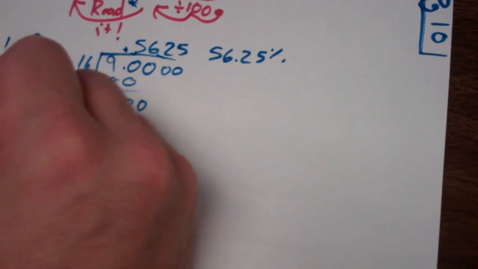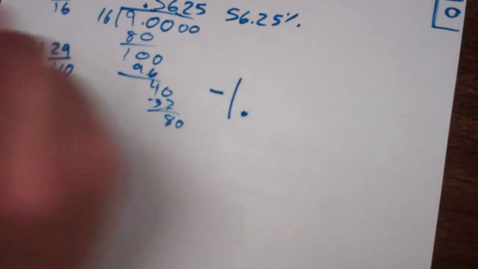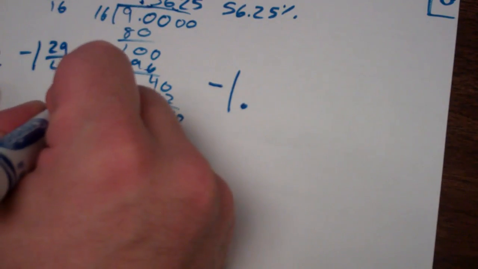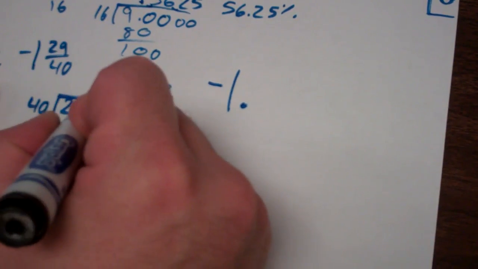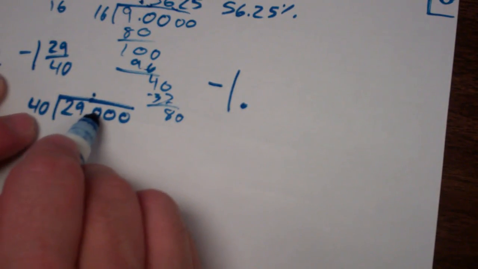Number 2. Number 2 says negative 1 29/40. So I already know my answer is going to be negative 1 point something, just whatever 29/40 becomes. So I set up the division problem, 29 divided by 40. Put out some zeros. It doesn't go into 2, doesn't go into 29.